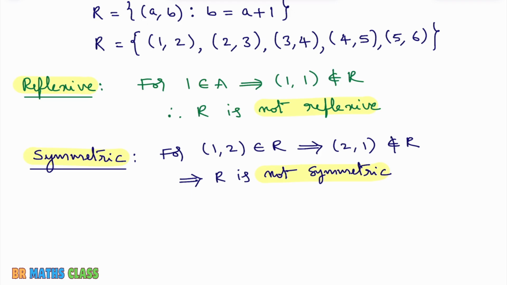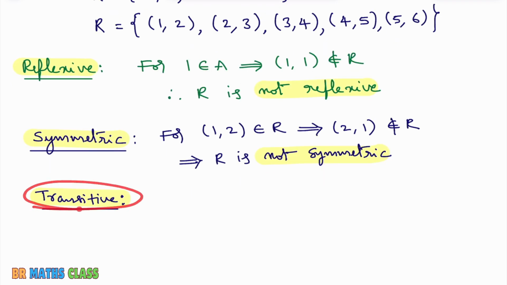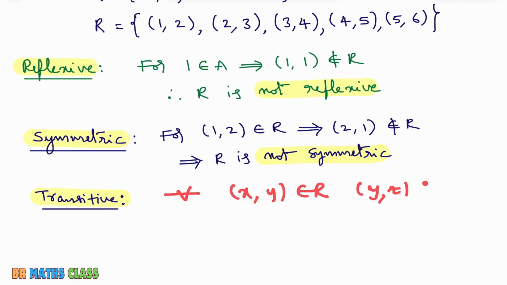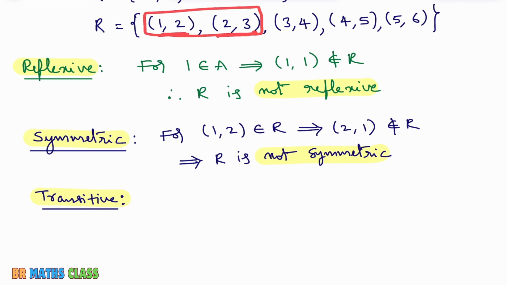Now I'll check the transitive condition. How to check the transitive condition? For every pair (x, y) belongs to R and (y, z) belongs to R, for every such pair, if (x, z) is also present in the relation, then we say the relation is transitive. Now you observe here, this ends with 2. You look, does any other start with 2? Yes, here this is there, it starts with 2. That means there exist (x, y) and (y, z). Look here, they exist.